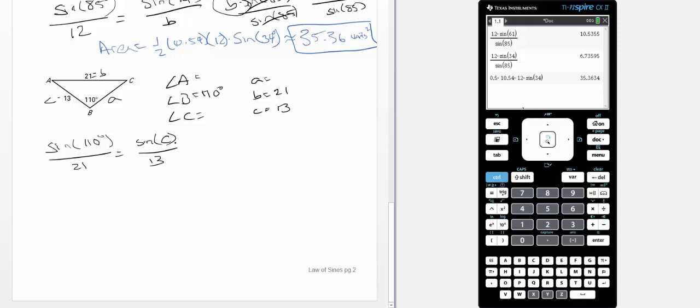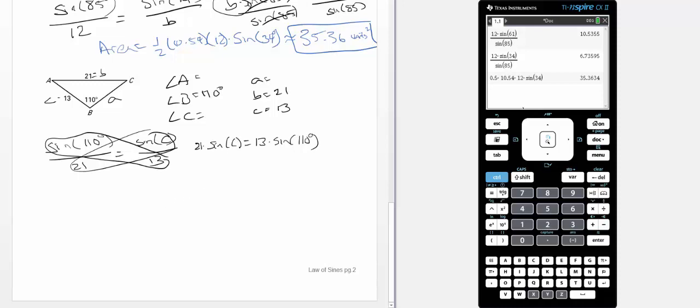I don't know what angle C is, but if I could get sine of angle C by itself, then I could use inverse trig functions. I could use sine inverse or arc sine to undo and find what angle C is. So I'm going to start just like I did. This is a proportion, so I'll cross multiply and get 21 times whatever the sine of angle C is equal to 13 times the sine of 110 degrees.